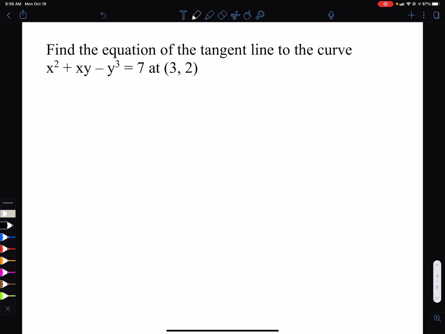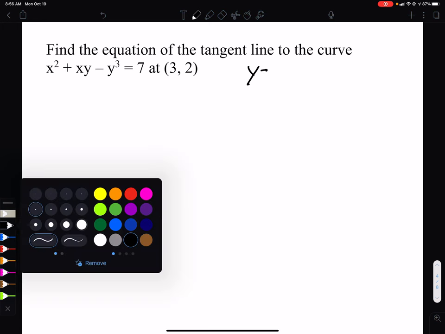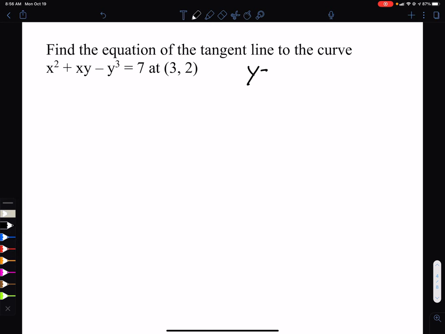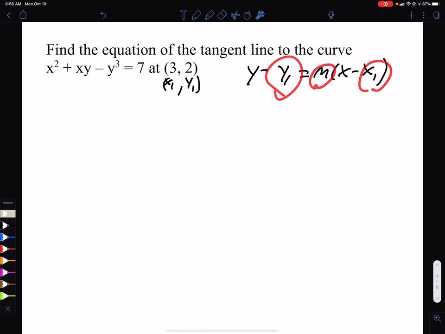The equation of the tangent line. Oh, I know the equation of a line. I learned that. I've been quizzed on that many times. How nice of them. They already gave me my x1, y1. They told me the exact point of tangency. So I have those two. All I need is the slope. I wonder how I find the slope. By definition, the slope of the tangent line is the derivative. So we need to find the derivative, which is dy dx.